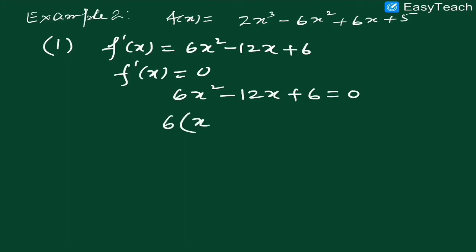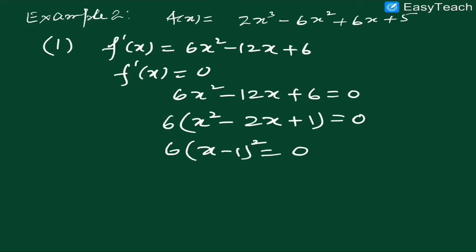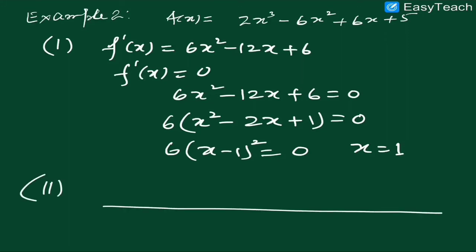Now equating f dash x to 0, we get 6x square minus 12x plus 6 equal to 0. Taking 6 outside, we get x square minus 2x plus 1 equal to 0. This can be written as 6 into (x minus 1) whole square equal to 0. So equating to 0 we get x equal to 1. So 1 is the critical point. Now take the second step. We divide the real number line at the point 1 and check the sign of f dash x before 1 and after 1.